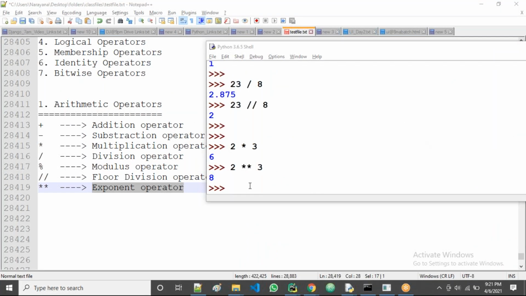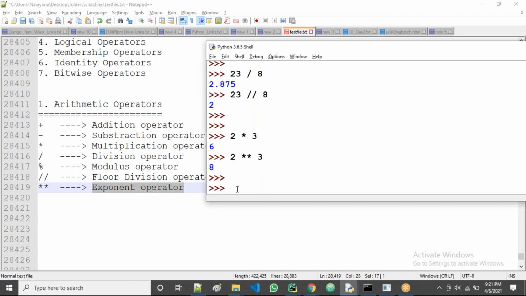Now I'll give an example, and all of you give the answer. Suppose I'm taking 6 exponent 4. Tell me now, what is the result here? 6 exponent 4.